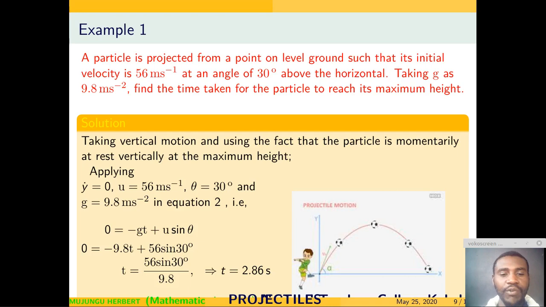Alternatively, someone could have used the expression we got above for the time taken by a particle to reach maximum height.